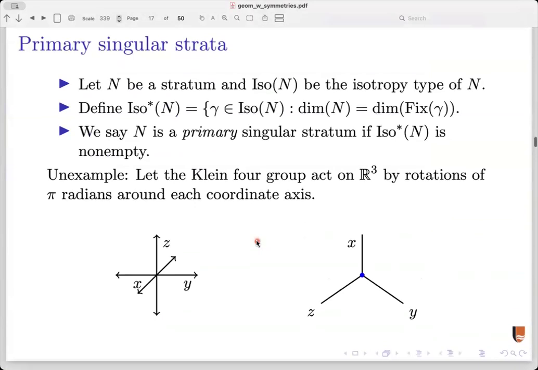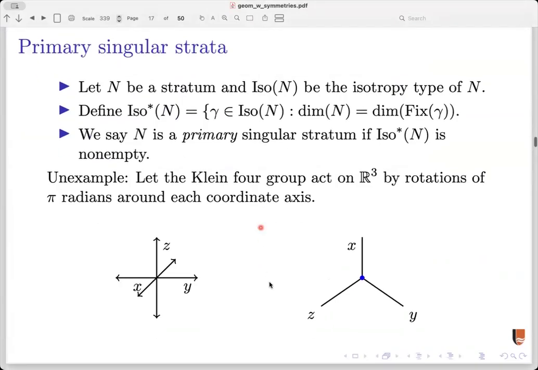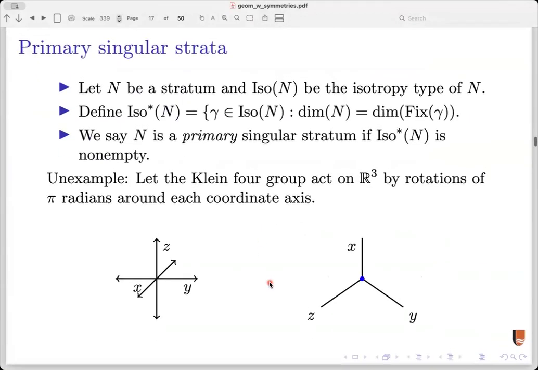A nice example from the paper by Gordon, Greenwald, Dryden, and Webb is this non-primary singular stratum. So to see that, we take R3 and we act on it by rotating around each coordinate axis by pi radians. So just a rotation. From this rotation, for example, the positive x-axis is rotated to the negative x-axis. So if you take the quotient of R3 under this action by the Klein-4 group, you end up with something like this, where you have a central node and then the images of the axes coming out of it.